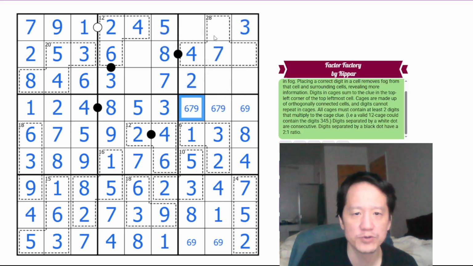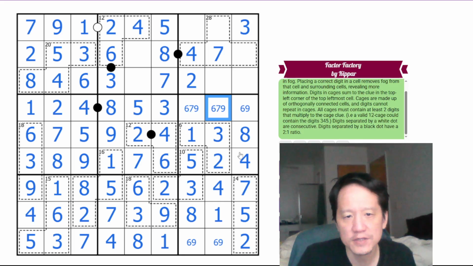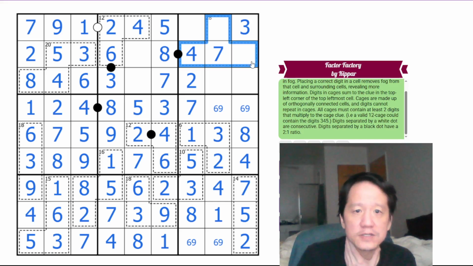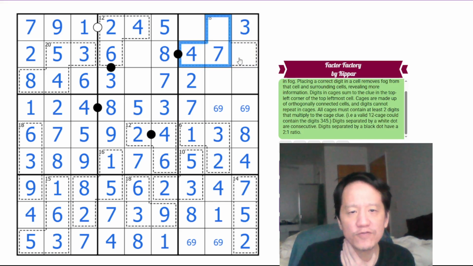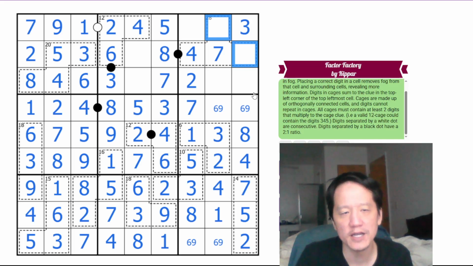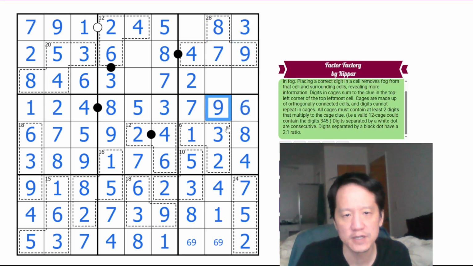We celebrate because we're nowhere close to solving this. This can't be 7, therefore this is a 7 here. This adds up to 28 with 4 digits, and we have 11 already, which means the other 2 digits must add up to 28 minus 11, which is 17. So we need an 8 and a 9. So this has to be an 8, this is a 9, which makes that 6, 9.